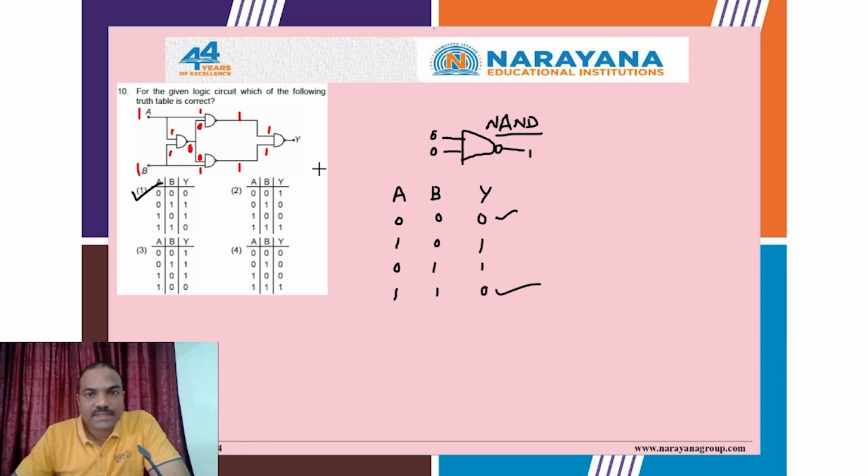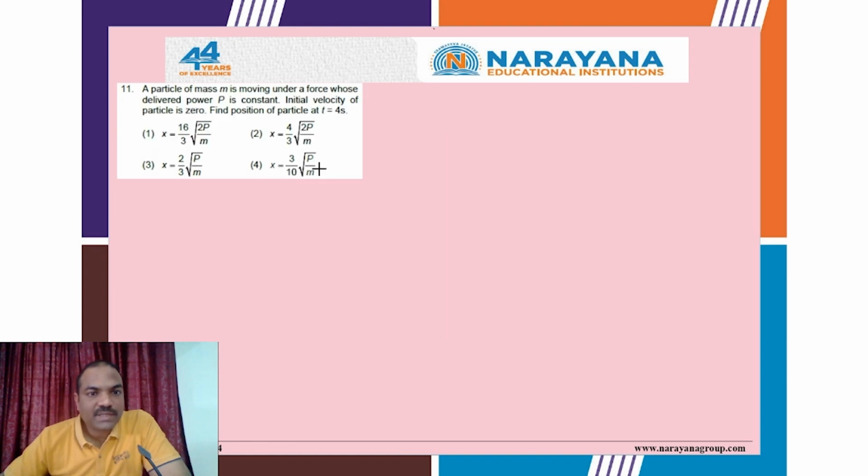So let us see the next part. In question number 11, a particle of mass m is moving under a force whose delivered power P is constant. Here the power value is constant. So this is the one thing we need to understand. As the power value is constant, the initial velocity is given as 0, and we need to find out the position of the particle at time t.